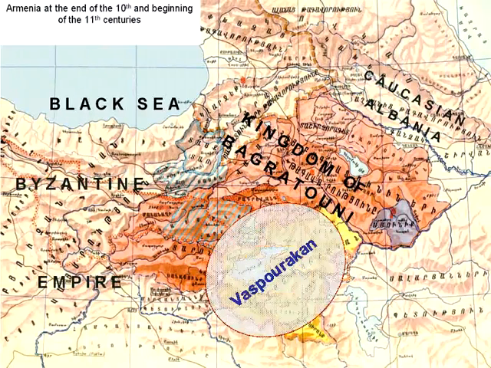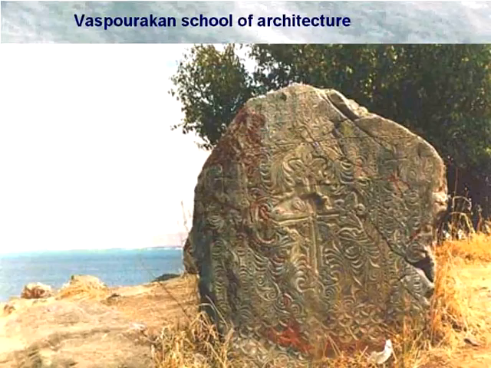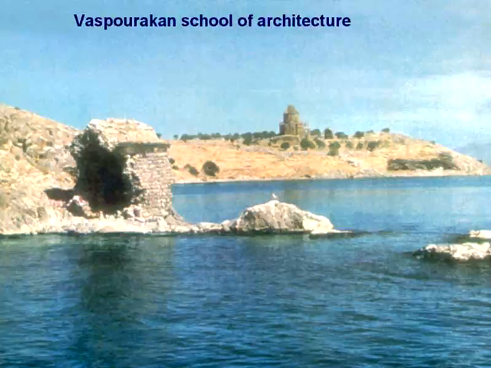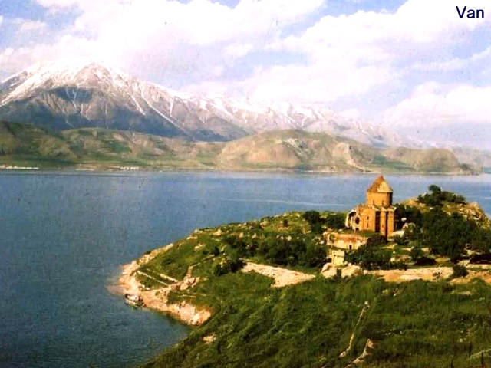The Vaspurakan School of Architecture. After the demise of the Arab Caliphate, like the rest of Armenia, Vaspurakan developed culturally and artistically as well. The Vaspurakan architecture includes variations of central dome churches and basilicas. One also encounters unique and innovative structures belonging to this school.